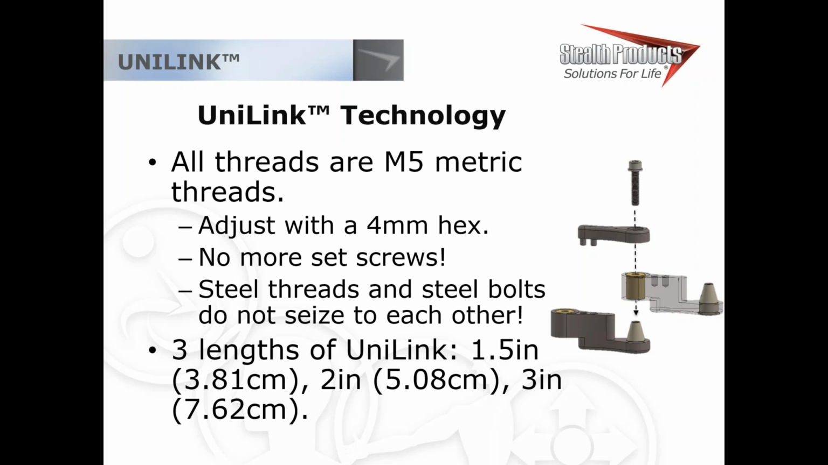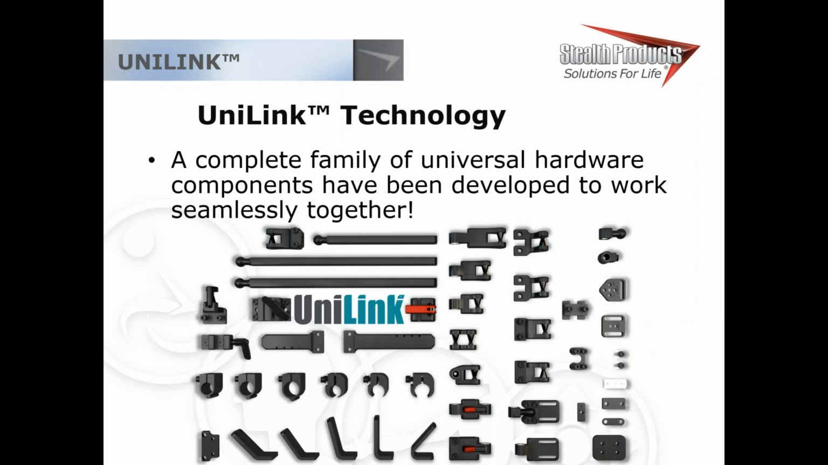And we have 3 links of Unilink to choose from now. So we have a 1.5, a 2-inch, and a 3-inch link, and that's it. So between those 3 links and different mounting components that we have, that is the entirety of the Unilink family. Everything is universal. We have multiple hardware components that you mix and match with these links and different mounting components, and you get different configurations of Unilink, and that's as simple as it gets, right?